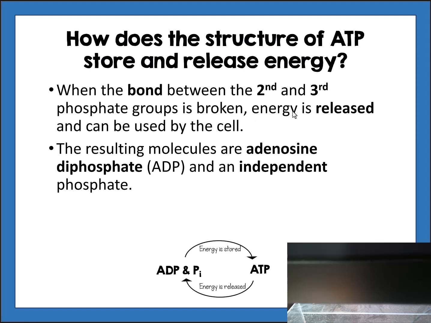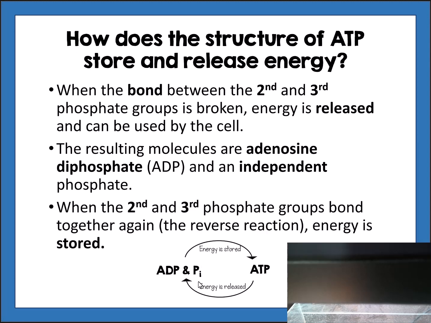So the resulting molecules that are left after that last phosphate breaks off and the bond is broken are called adenosine diphosphate, which makes sense because di means 2, so there'd be 2 phosphates left, and an independent phosphate. So we say that in order to release energy from the ATP molecule, you have to break off that last phosphate, and then when that bond is broken, energy is released, and then you're left with ADP, adenosine diphosphate, and 1 independent phosphate, which we write like this.